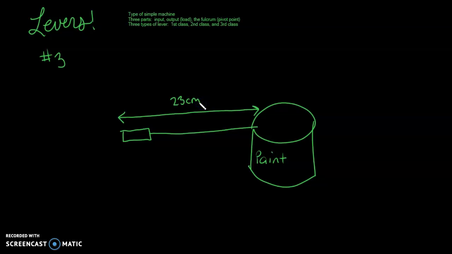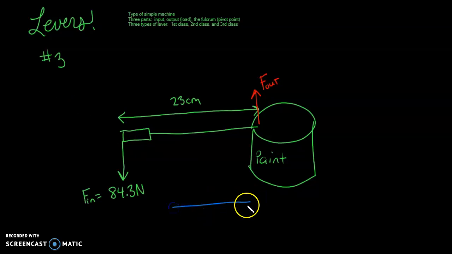A force of 84.3 newtons. So I'm pushing down on my screwdriver with 84.3 newtons of force. That would be my input force. This is the total distance of the screwdriver. What force is on the lid, which is 2 centimeters from the other end? Okay, so I want to know what force am I getting out of my lever? Alright, so if I simplify it here, here's my lever.